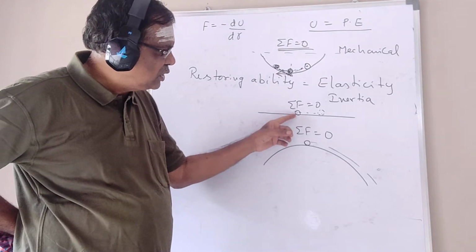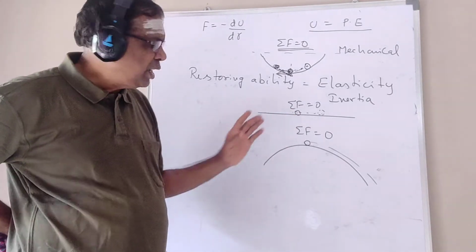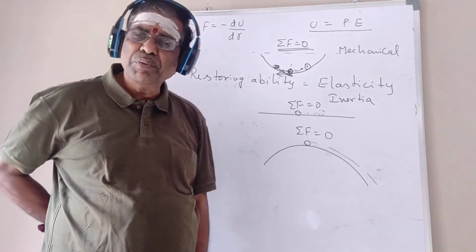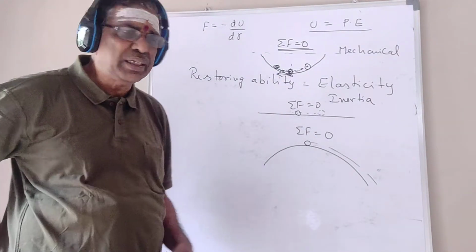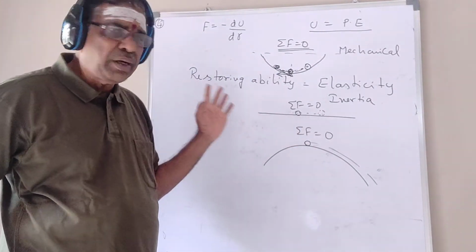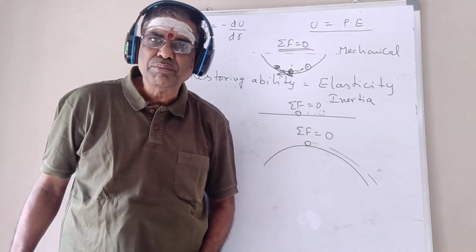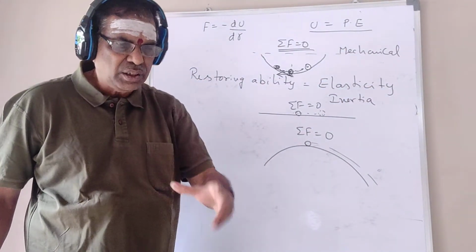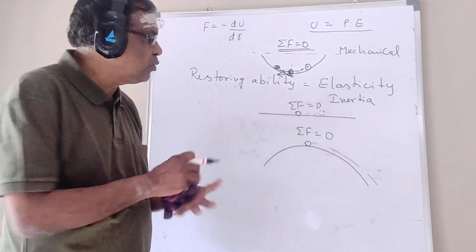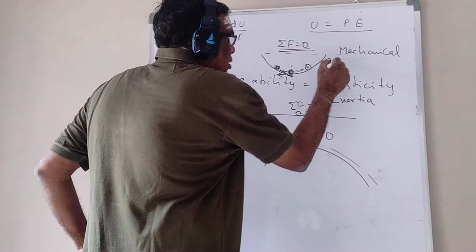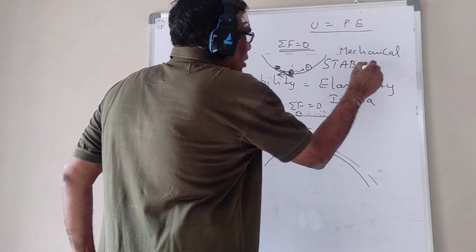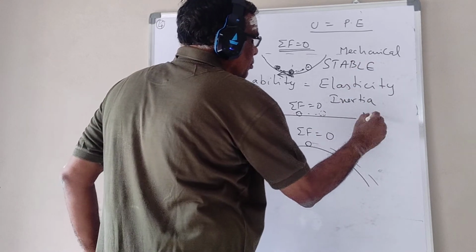Here, what is it that you are watching? I push it. It's going and stopping, going to some new position and stopping. But it is not coming back, nor is it going on forever. A small push, push it to there and stop it. That is what we call this. First, this is called stable equilibrium.